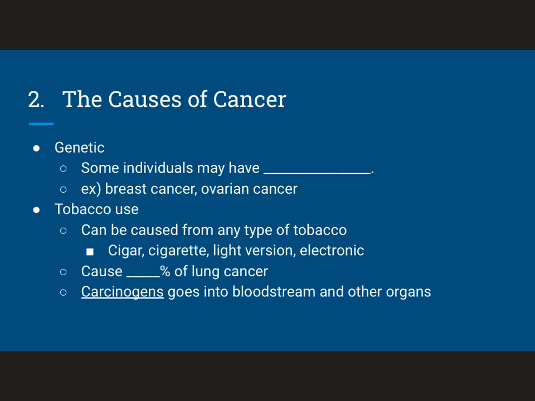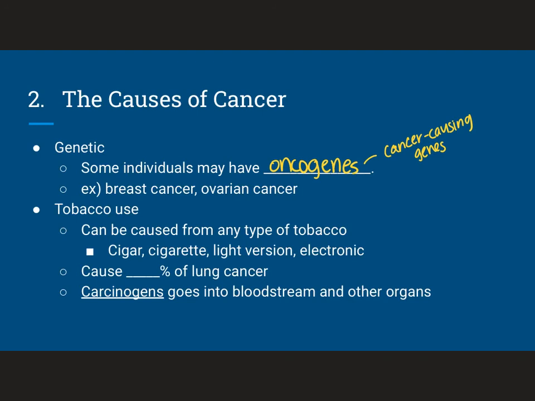The first one is a genetic cause. Some individuals may have oncogenes, which are basically cancer-causing genes. And for example, we have breast cancer and ovarian cancer that are highly dependent on those genes. So for example, if you know that your family members have a history of breast cancer, then you have a higher chance of getting breast cancer.